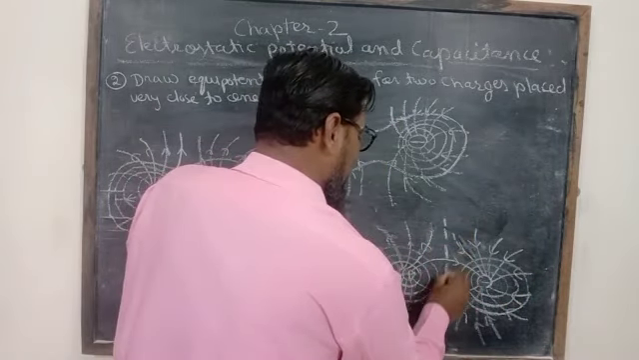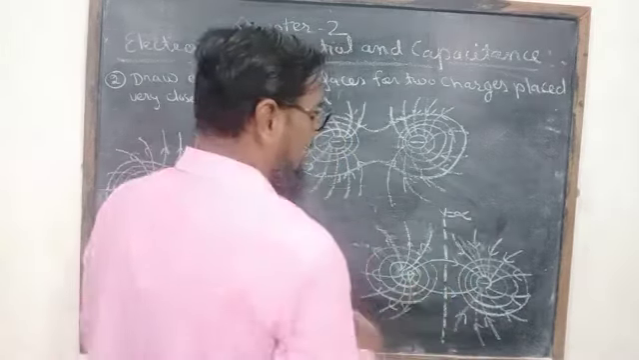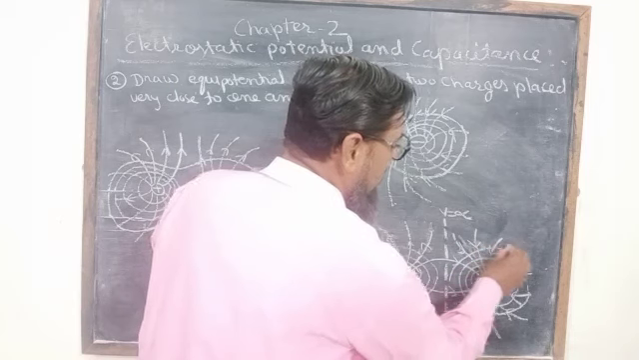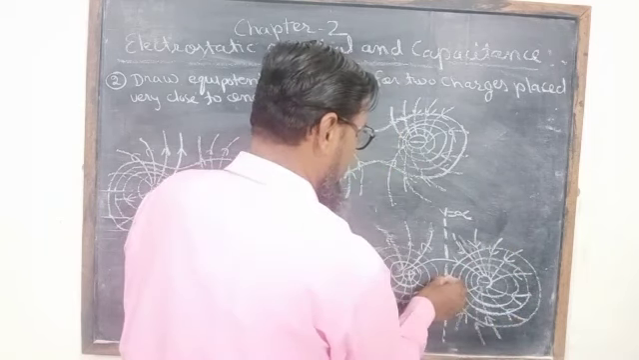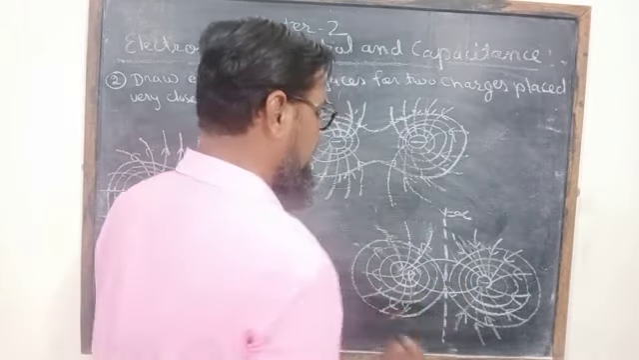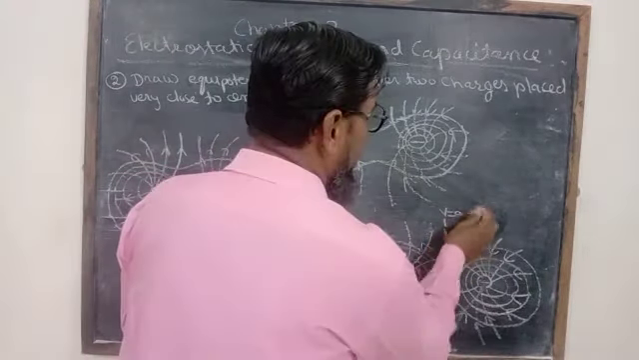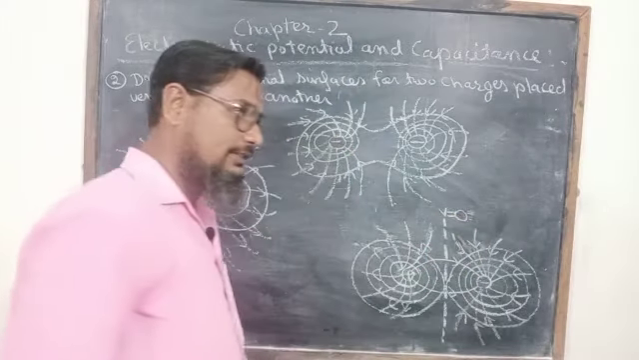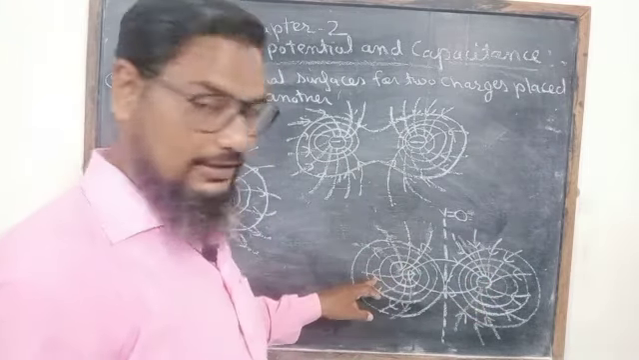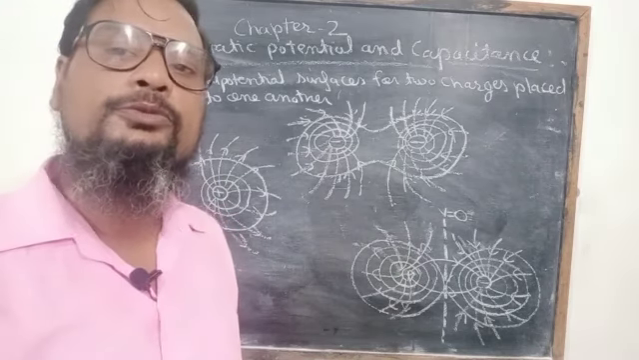And this is the plane where potential is 0. V is equal to 0. This plane is in this shape, and this value is 0. So here V is equal to 0, and this is the plane of zero potential, and these are the two equipotential surfaces when two equal and opposite charges are placed very close to one another.